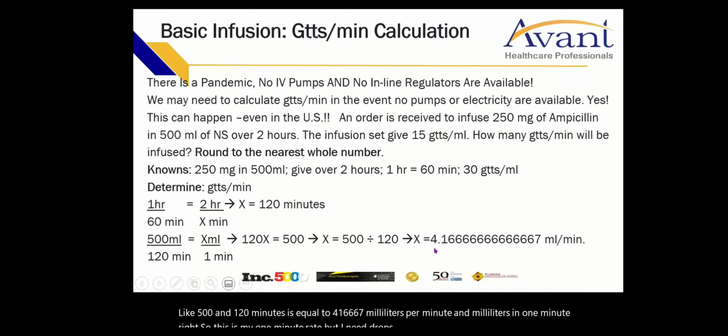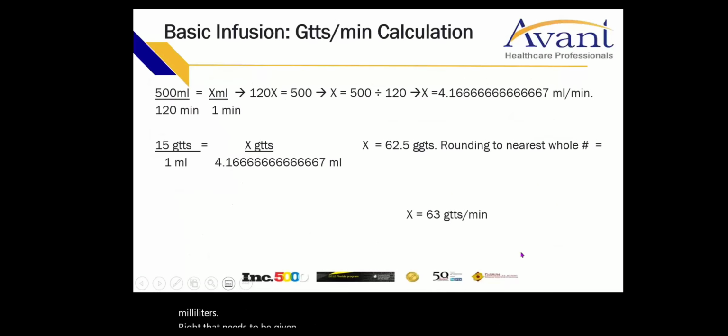This is milliliters. So if there's this many milliliters that need to be given in 1 minute, and what I know is that I have 15 drops in 1 milliliter, I can set up my equation. 15 drops is to 1 milliliter as the unknown number X drops is to 4.166667 milliliters. And when I cross multiply, I get X is equal to 62.5 drops. That's what it comes out to. And then rounding to my nearest whole number, because you can't give half a drop, right? I get 63 drops per minute.